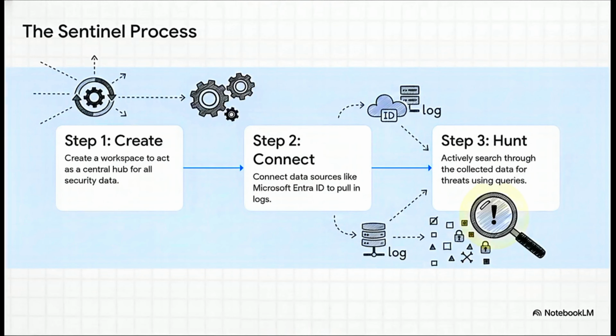And the process, at a high level, is actually pretty straightforward. First, you set up a workspace. That's your central hub. Then, you start connecting all your data sources, pulling in all those important logs from things like Microsoft Entra ID. And then, step 3, this is the fun part. You start to analyze and hunt. You actively go searching for threats inside all that data you've collected.